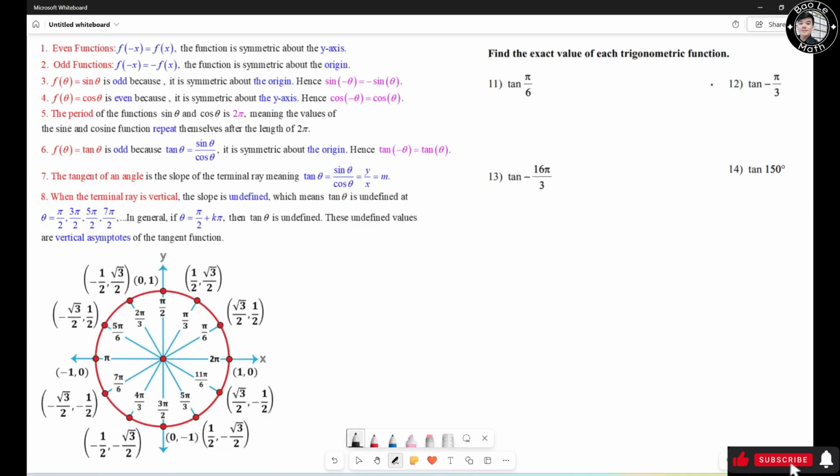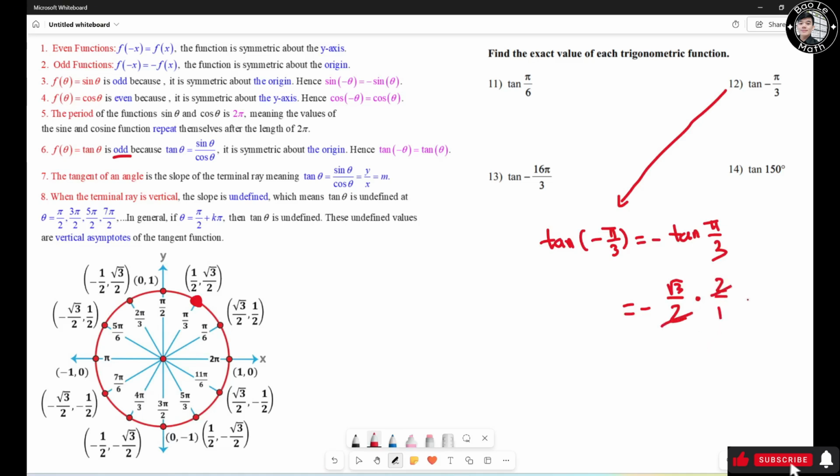Now let's take a look at the next example. We know that the tangent function is odd, right? So we have tangent of negative pi over 3. It's going to be negative tangent of pi over 3, right? Now we just leave the negative sign right here. Tangent of pi over 3 is going to be the points right here, right? So it should be y divided by x, right? So it should be root 3 over 2 divided by 1/2, which is multiplied by 2 over 1, right? So 2 and 2 cancel out. The answer is negative root 3, right?